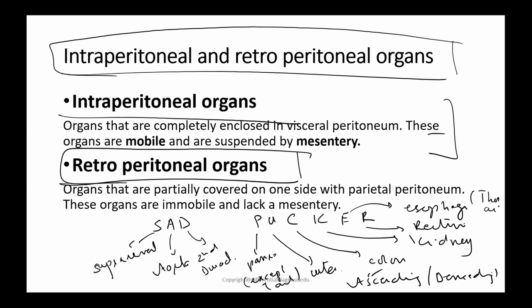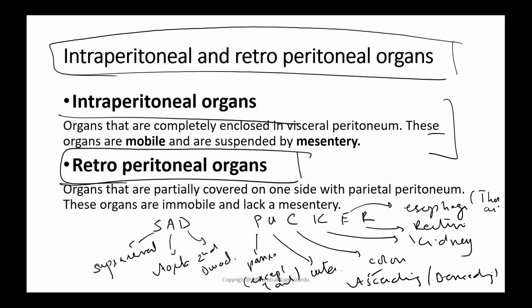Now, why are retroperitoneal organs important? Because if there is an injury to a retroperitoneal organ, the patient can bleed to death. So that's why they are very, very important. Let's say if there is an injury to the kidney, a patient can develop hematoma or bleeding in the retroperitoneal space, and they can bleed to death. That's why they are very important.